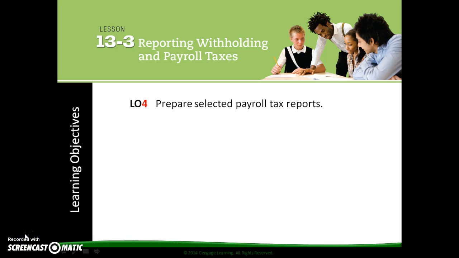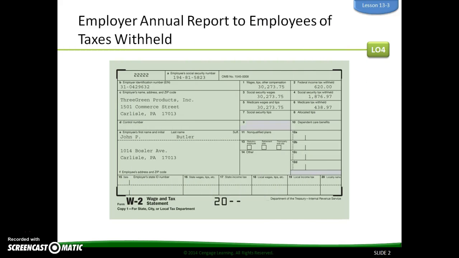Okay, so as we look at the kinds of reporting that needs to take place for withholding and payroll taxes, what you're going to see is the very first form is W-2, and this is an employee wage and tax statement. If any of you have had a part-time job previously, you at the end of the year would have received this annual report from your employer about the amount of taxes that have been withheld from your check.